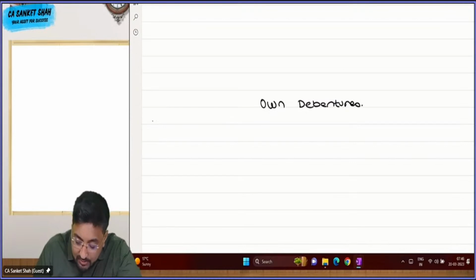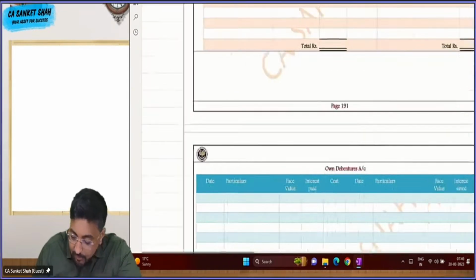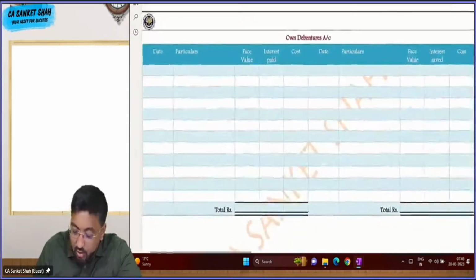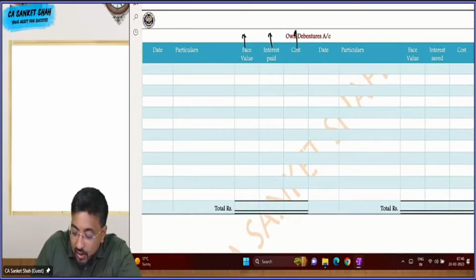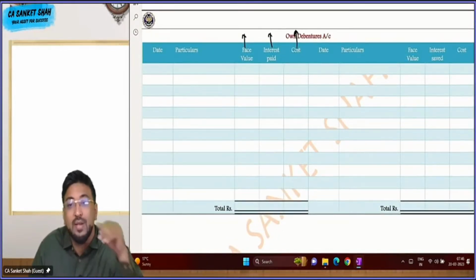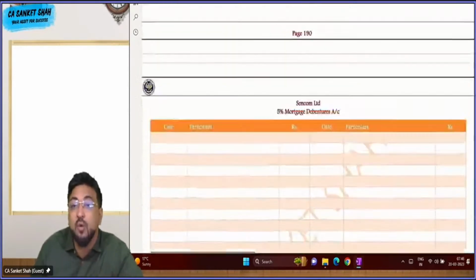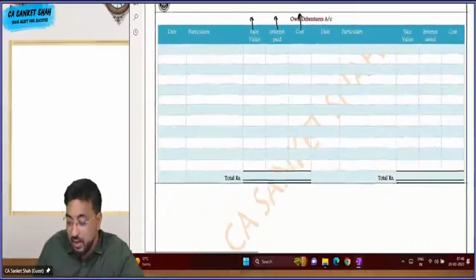But first understand the columns: date, particulars. Yes, better same columns: face value. Why is face value open? Why interest account? And at what value is cost open? Better same columns that you are going to prepare. If own debentures is asked, debentures ka only one column you are going to prepare. Prepare it better. 10 lines ka own debentures account.